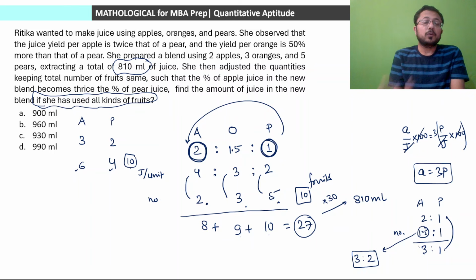So we cannot use oranges in the second scenario. So second case will be rejected. First case will be selected, that there will be 3 apples, 2 pears, and remaining 5 will be oranges. So that total fruits will be 10. 3 apples, 5 oranges, and 2 pears. Okay.